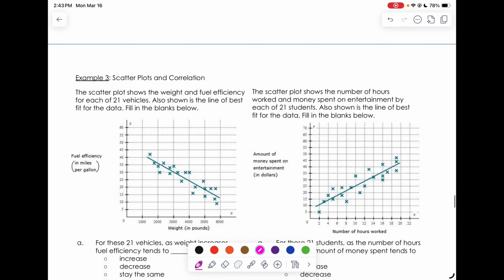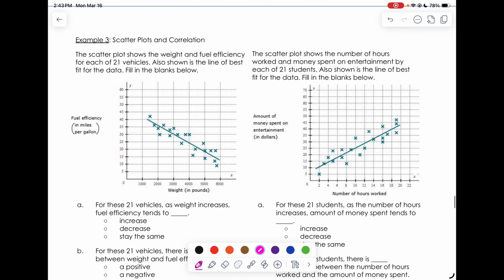All right, next page for example 3. And if I'm going too fast, remember, you can pause it and then draw whatever notes you want to put on there, okay?